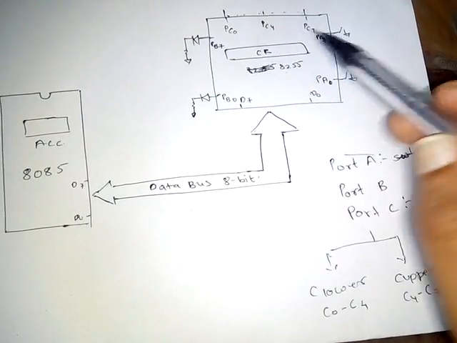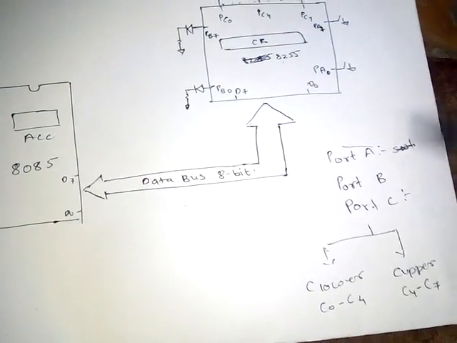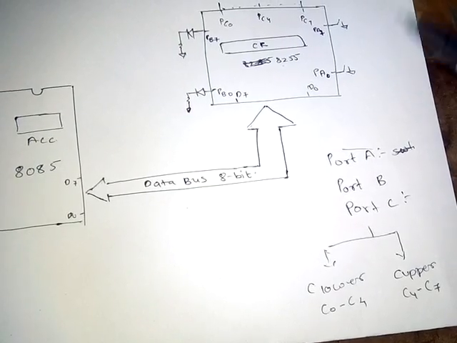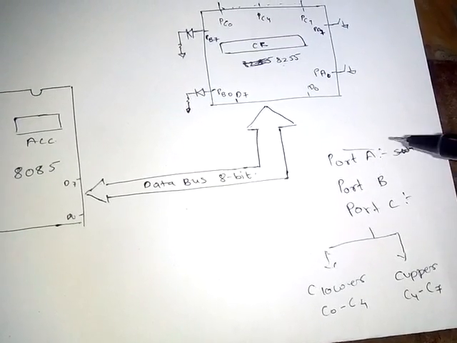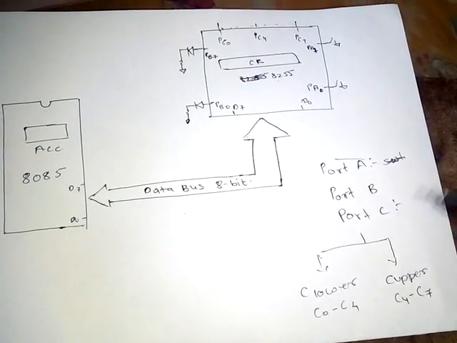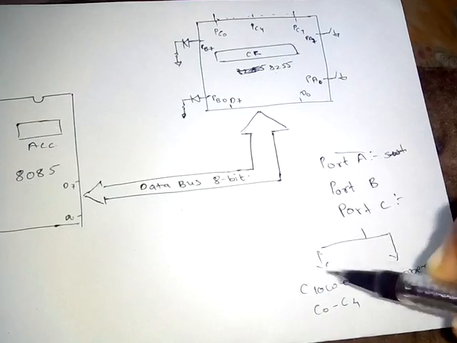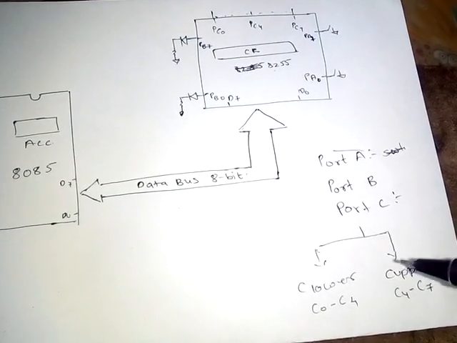8255 has ports. 8255 kit has three ports: port A, port B and port C. Port A and port B cannot be divided into ports, but port C can be divided into C lower and C upper. That is, this one port can be used as two different ports at the same time.